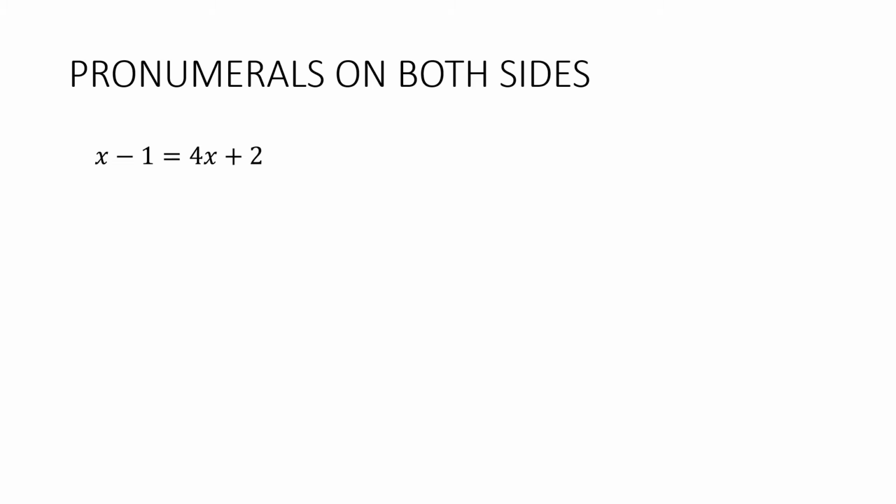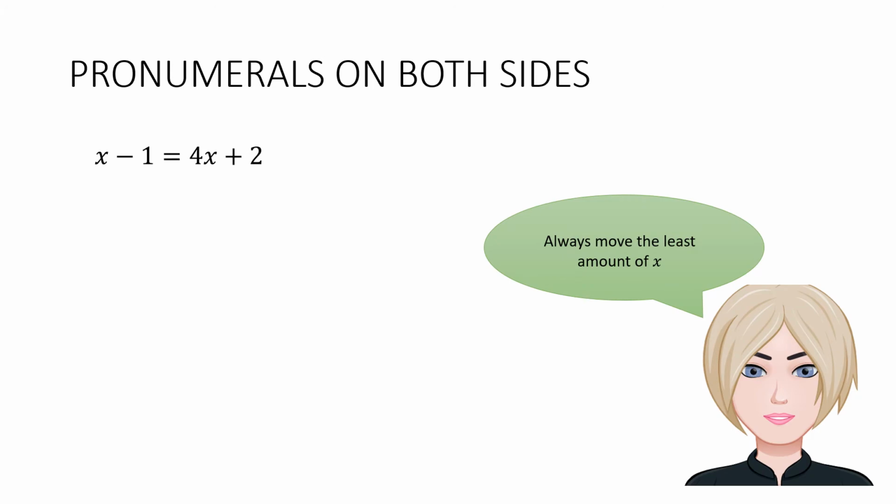Okay, what about this one? x take away 1 is equal to 4x plus 2. I could move this 4x over. It's going to become negative 4x, and I'm going to get a negative value in front of the x. That's okay. But if you want to make life a little bit easier, what you can do is always move the least amount of x. So let's move this one instead, and it's going to avoid negatives. This is a positive 1x, so when I take it over, it's going to become minus x. Okay, let's rewrite this. Negative 1 is equal to, what's this? 4x take away x is 3x plus 2.